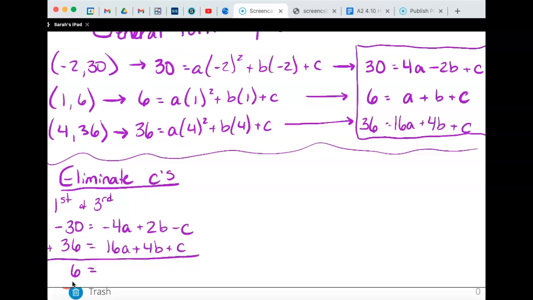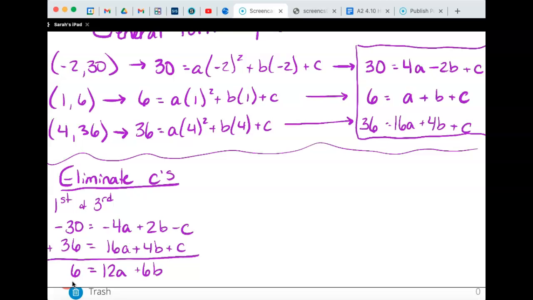And then -4 plus 16 is 12. 12a, and 2b plus 4b. And then my c is eliminated, which is what we wanted to have happen. So there's one equation.